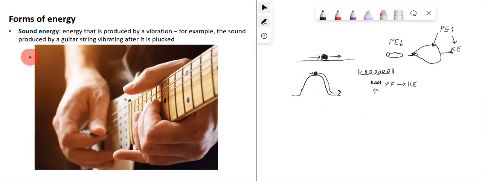The next kind of form then is what's called sound energy. So sound energy is produced by vibration. For example, the sound produced by a guitar string vibrating after it's plucked. So again, that's another form of energy. So if you imagine the string, it's like this. Okay, so there's no work or whatever being done, but the minute that string is plucked, what will happen is the string will start to vibrate. So imagine it starts to vibrate.